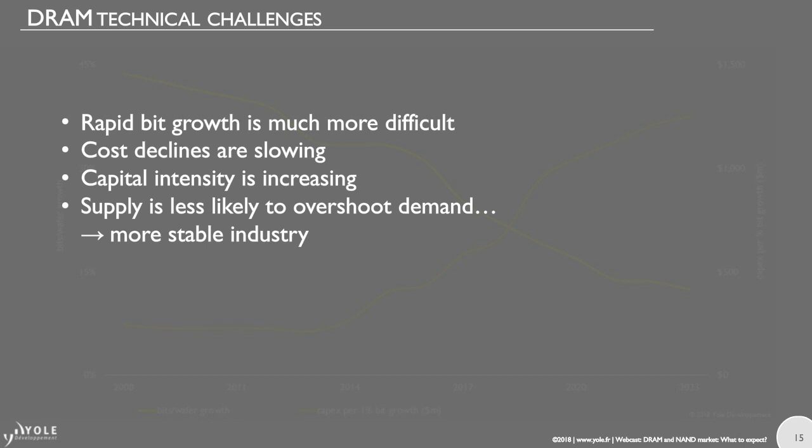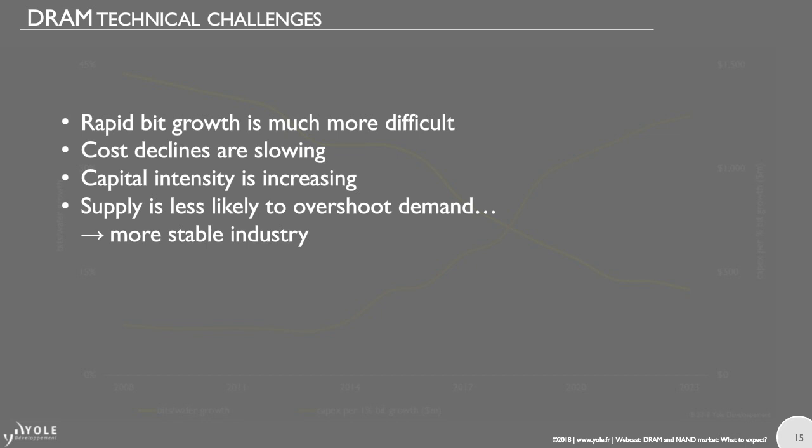And finally, the increasing capital intensity is leading to bigger and bigger financial bets on each process shift or capacity expansion. Obviously, big financial bets get a lot more scrutiny than small financial bets. And so suppliers need a lot more assurance today than they did in the past that the supply-demand balance going forward is going to be favorable. So the net result is we think that supply is a lot less likely today to dramatically overshoot demand, particularly for a long period of time.